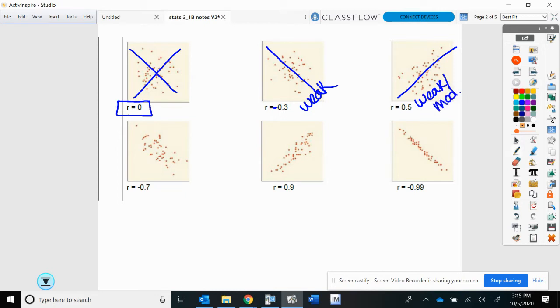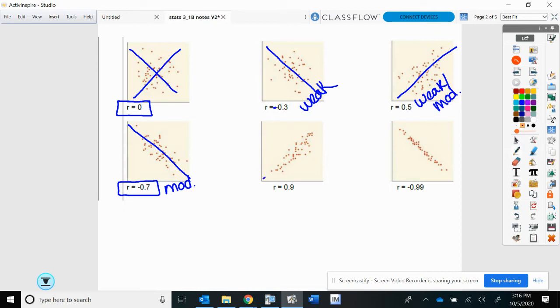Our next one is a -0.7. So again, it's going down. And again, the measure of the spread is a -0.7. So 0.7 is still a moderate relationship. 0.8 is usually our borderline between moderate and strong.